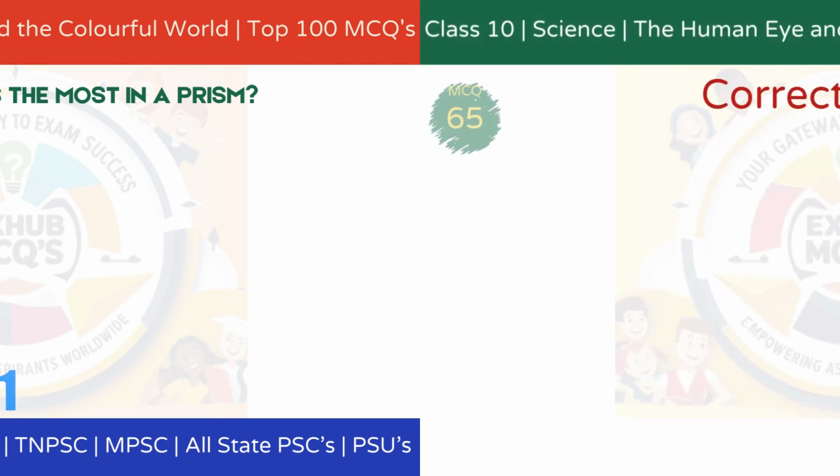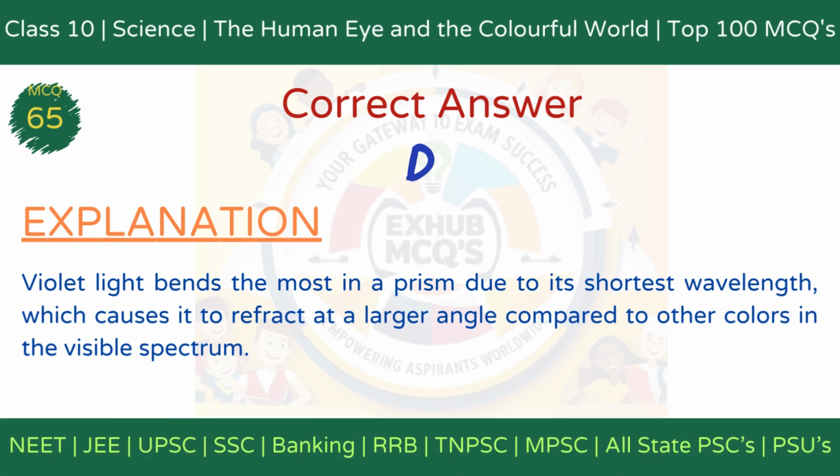The correct answer is option D, violet. Explanation. Violet light bends the most when passing through a prism because it has the shortest wavelength. Shorter wavelengths refract more than longer ones, like red.